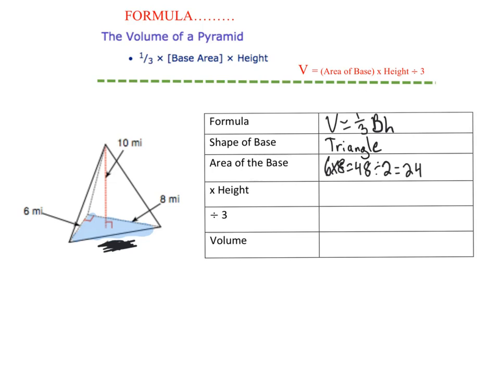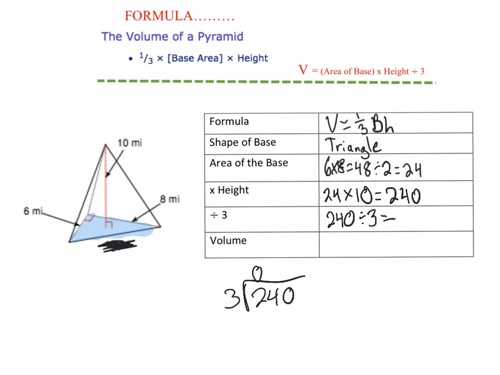Again, I can't forget the steps of the easy shapes. The divide by 2 for a triangle, you have to do. Now I'm going to take that 24, and I'm going to multiply it by the height of the entire pyramid, which is 10, to get 240. And now I have to do the last step, which is divide by 3. For all pyramids, you divide by 3. 240 divided by 3. I'm going to do it out here to the side.